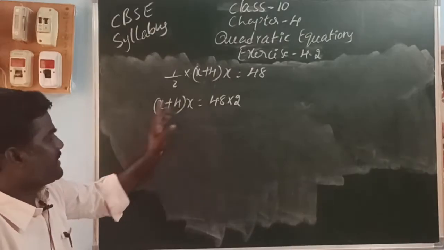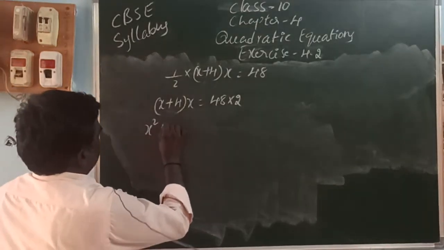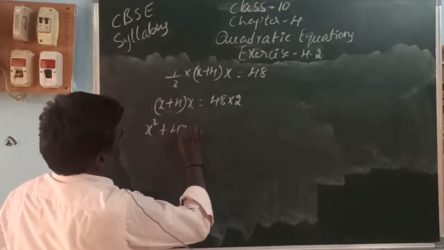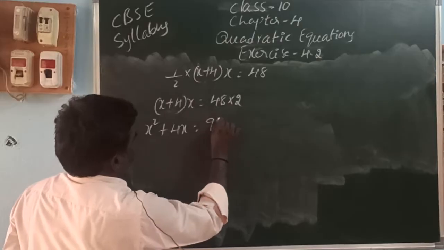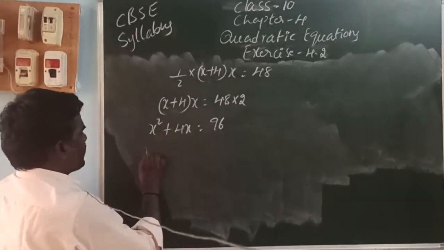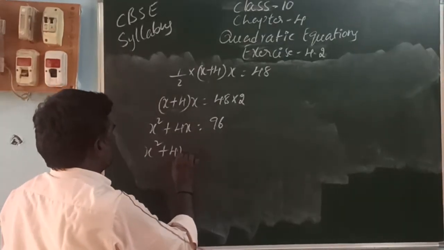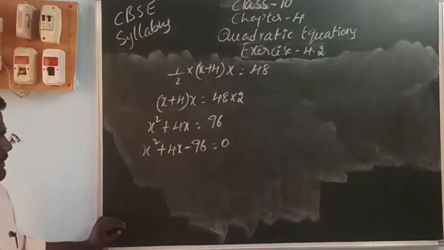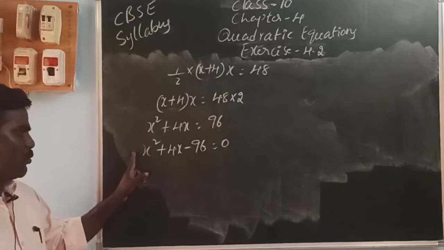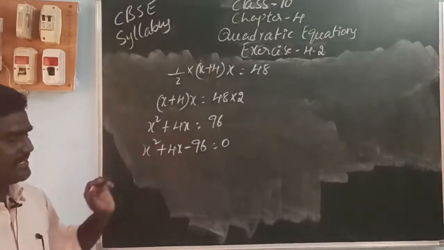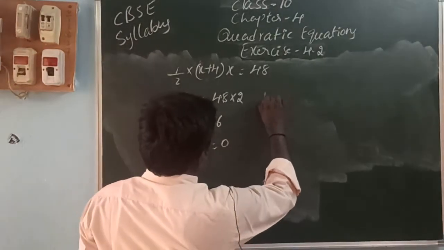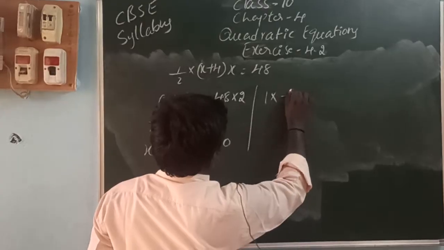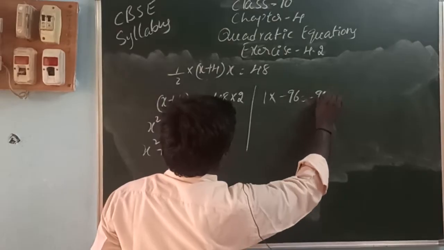So here x into x is x square, plus 4 into x is 4x, and 48 into 96 plus 96 comes to this side, giving x square plus 4x minus 96 is equal to 0. Here, what is the x square coefficient? 1. What is the constant? Minus 96. So 1 into minus 96 is equal to minus 96.